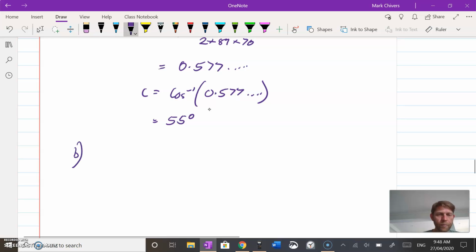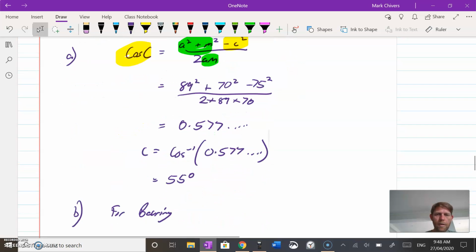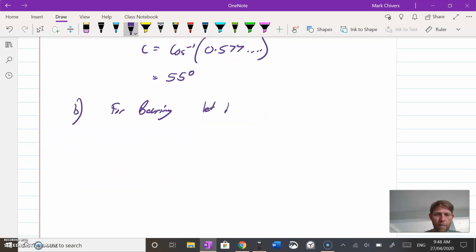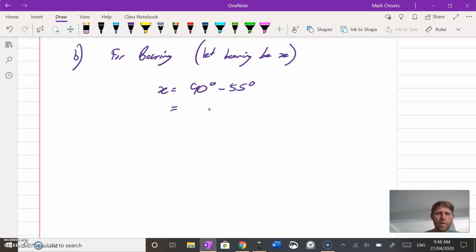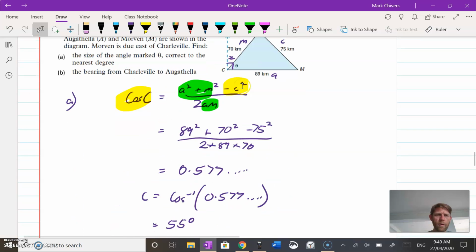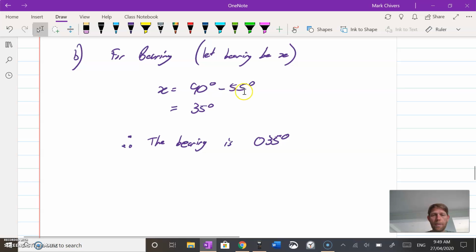Part B is to find the bearing. For the bearing, if we call this little angle in here our x, let bearing be x. So x is going to equal 90 degrees minus 55 degrees, which is 45 degrees, but of course, not 45 degrees, sorry, that's not right, 35 degrees. But of course, bearings are displayed in 3 digits, so we can say therefore the bearing is 035 degrees. Unless it was asked after a compass bearing, was it after a compass or a true bearing? Just says the bearing, so we'll go with the true bearing in this case. And that's how we do that question.